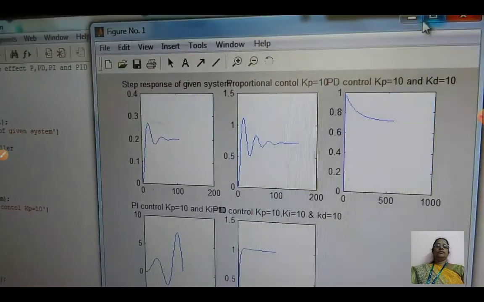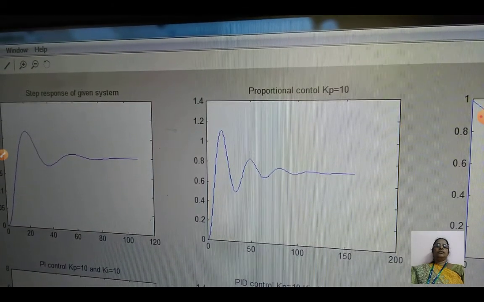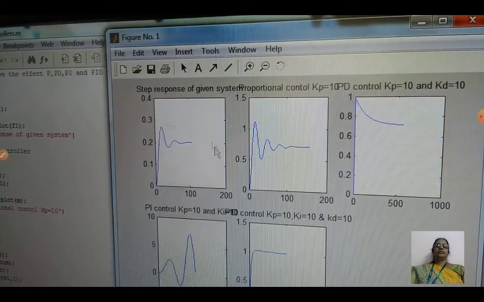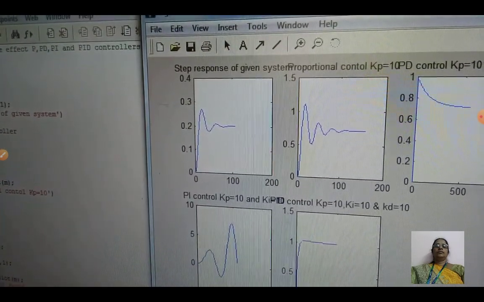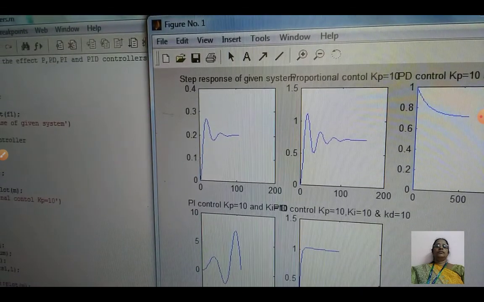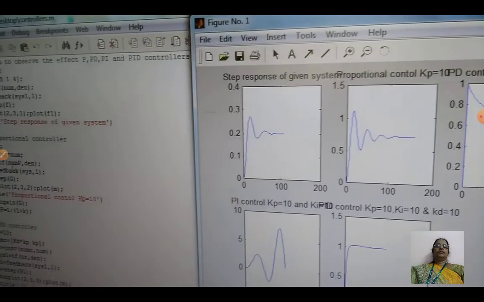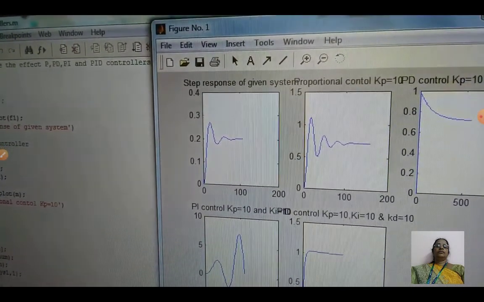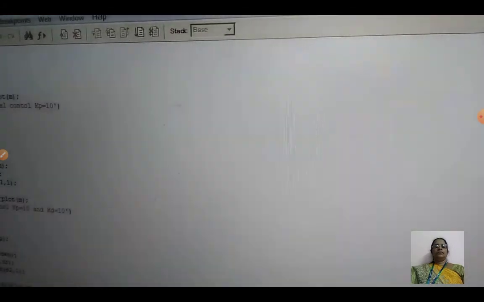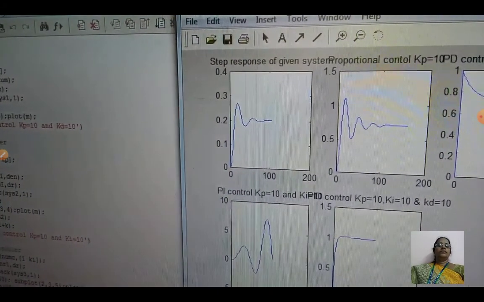The first one is the plain system with numerator 1. Then the second one is the proportional controller. The third one is the PD controller. The fourth one is the PI controller, and then the fifth one is the PID controller. So this is the waveform. You can minimize or maximize it.